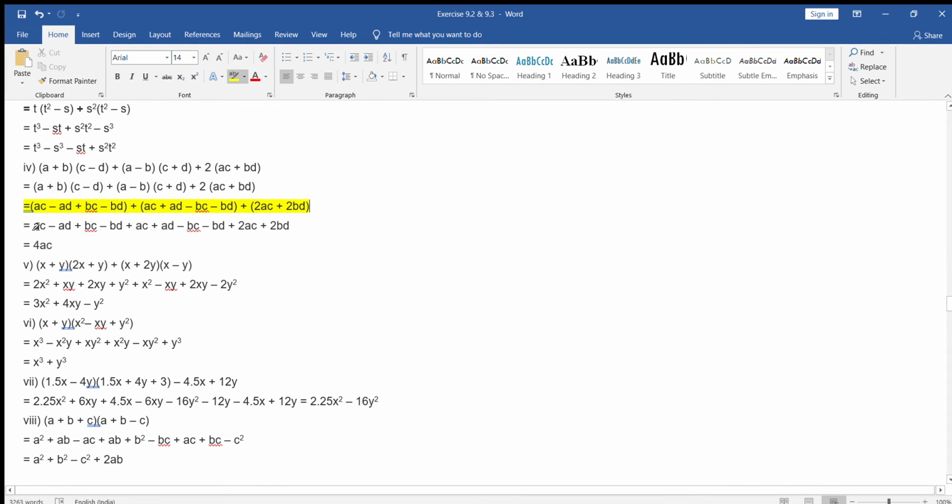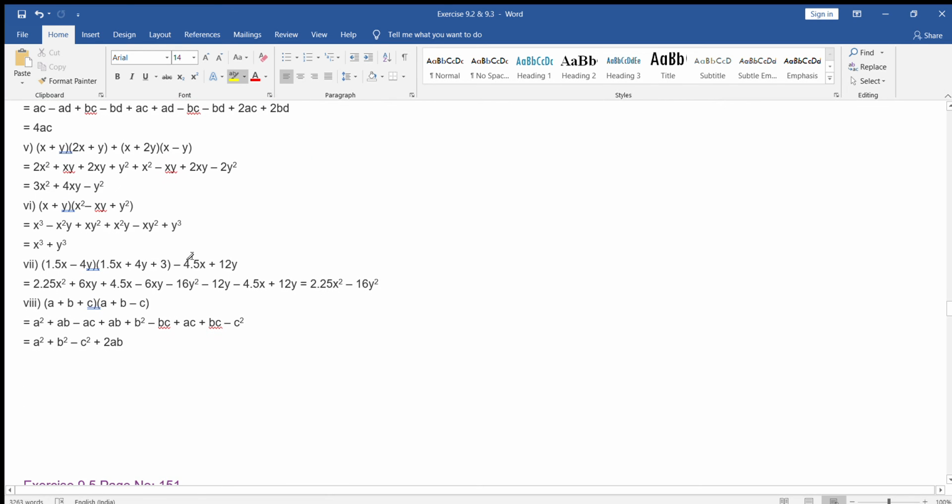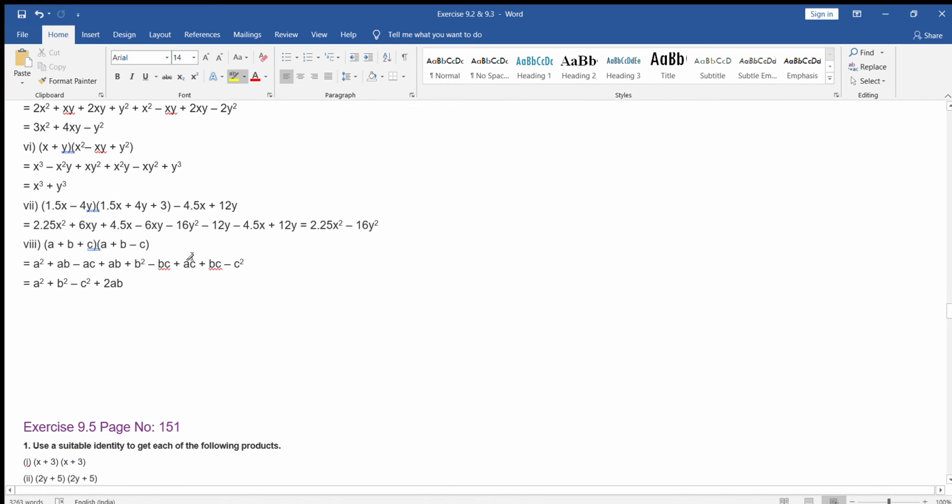Once we have solved, just see, ac and plus ac, 2ac and 2ac, we are getting 4ac. Okay, 2 and 2 plus, 4. Now see, ad and ad, plus and minus cancel out. bc and bc, plus minus cancel out. bd and bd, plus minus cancel out. So remaining terms cancel out, and our answer is 4ac. Okay, and similarly we will solve all our questions. Just see one more part if there is any confusion.